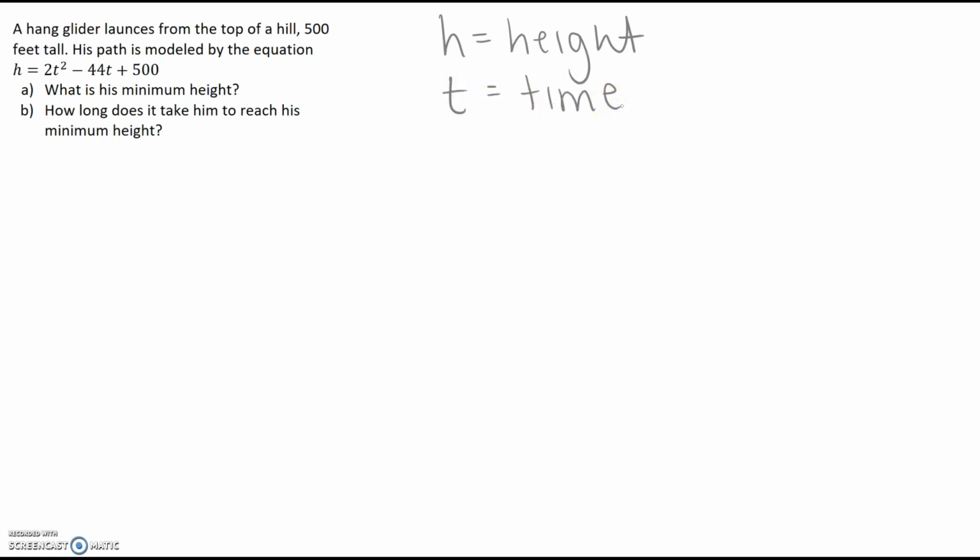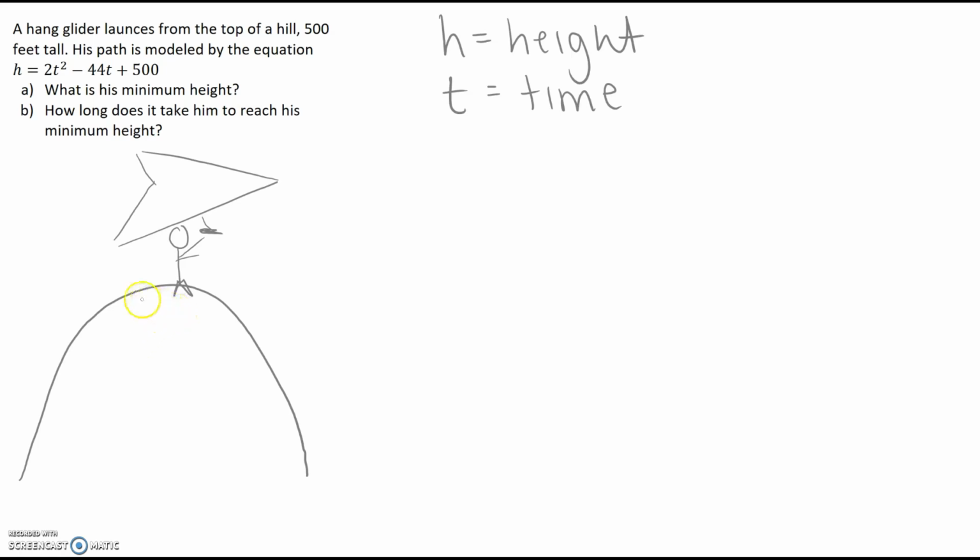For word problems, I always recommend drawing a picture. Now bear with me because I'm not great at drawing pictures. So we know our hang glider is on some sort of hill. I don't know. Here's my hang glider thingy. Here's my guy. Okay, so this guy is about to go hang gliding and he's going to launch. We know that this height is 500 feet. Thank you, equation. And he's going to fly.